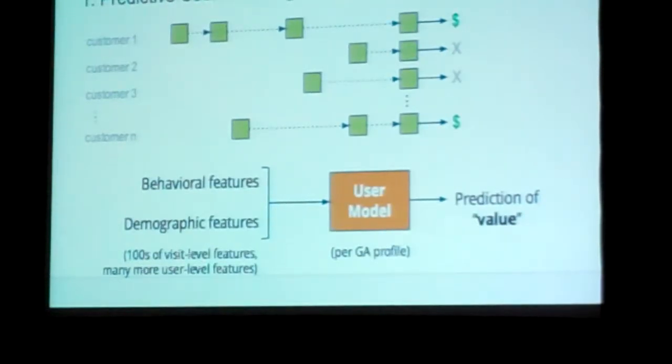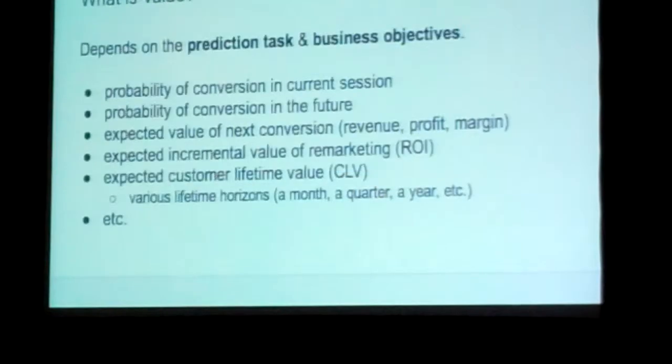So in doing this, the actual choice of the user model isn't as significant as the set of features that we ultimately feed into the model. And also, what matters is the definition of what we consider value. So let's think about that a little bit more. What is value? And this really depends on the prediction task and the business objectives that we have.